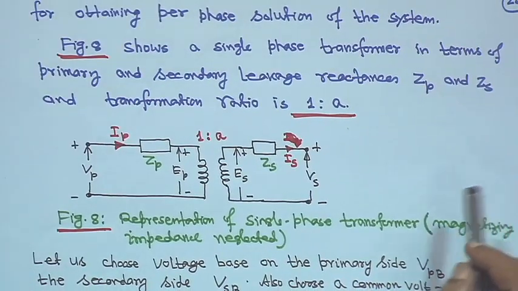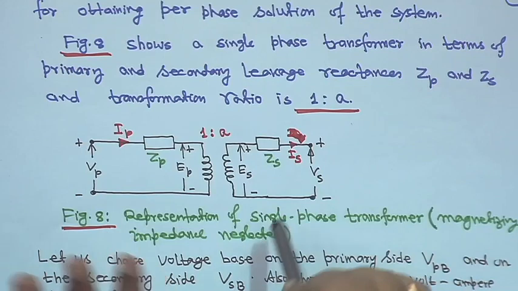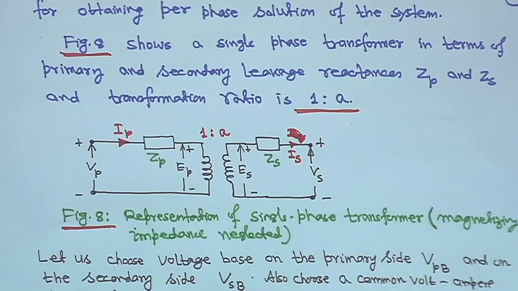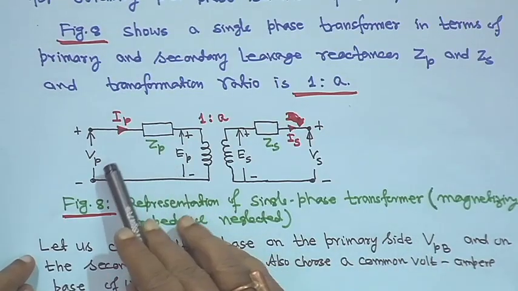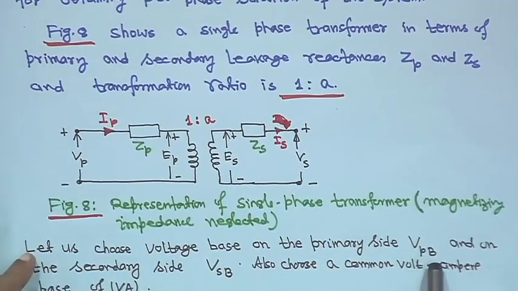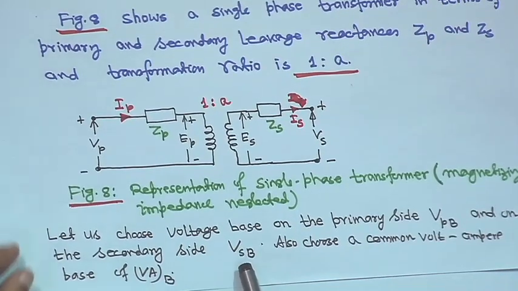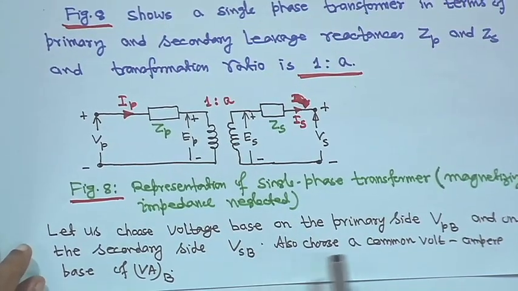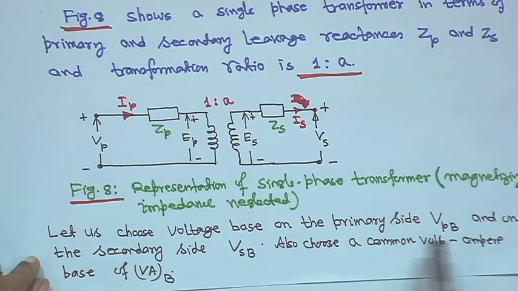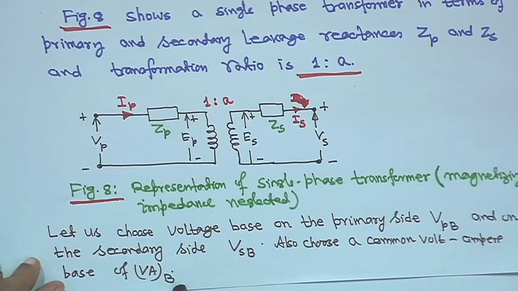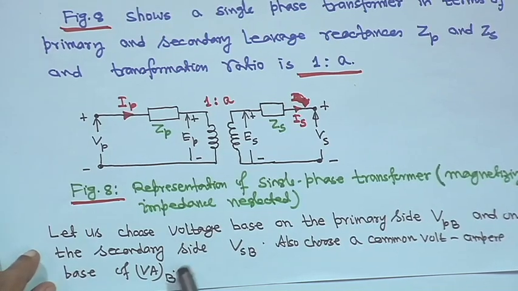Now, you have to write down the equivalent voltage equations referred to primary or secondary. We will see that both are the same in per unit. So, let us choose a voltage base on the primary side. Primary side voltage base we are choosing VPB, P stands for primary and B stands for base. And on the secondary side we are choosing VSB, S stands for secondary and B for base. We also have to choose a common volt ampere base.